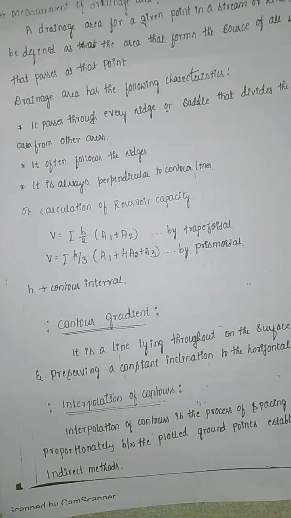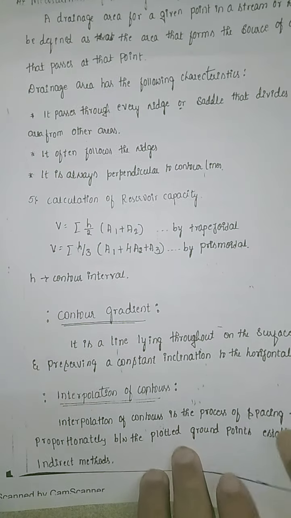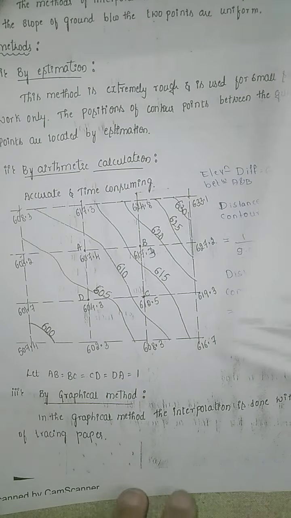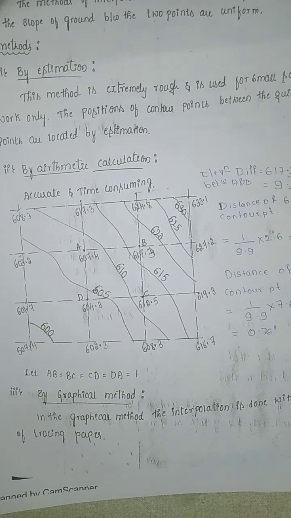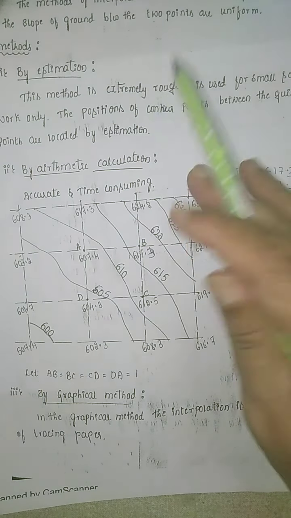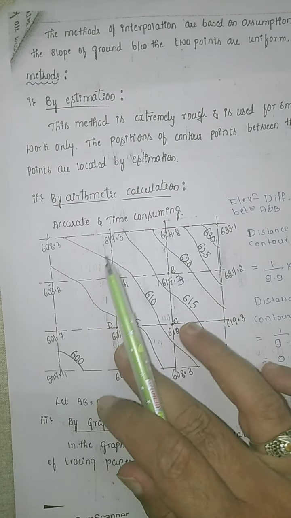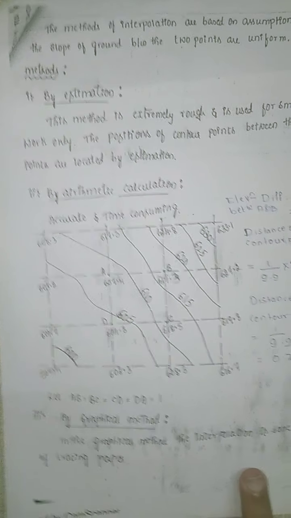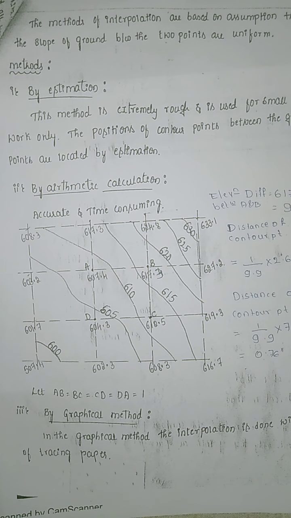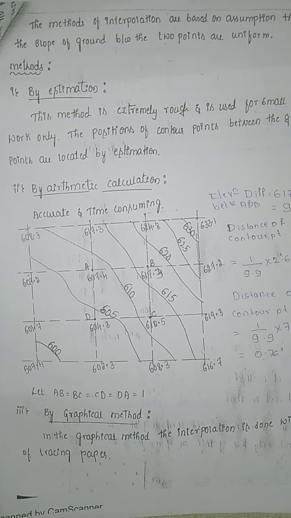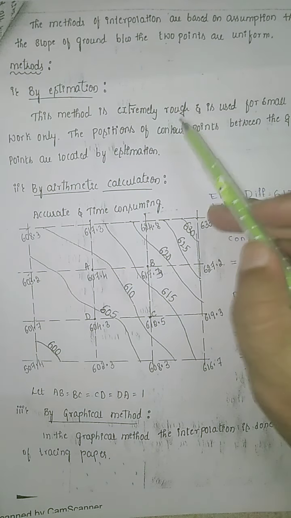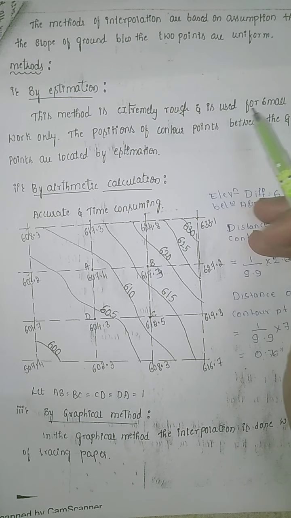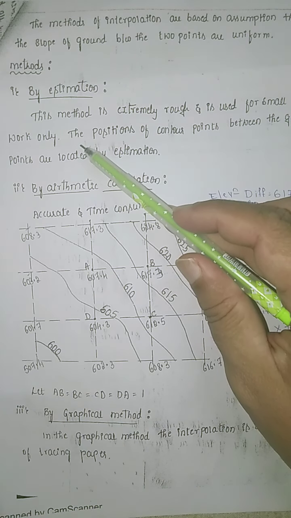Now, the contour interpolation can be done by different methods. The first is by estimation, by arithmetic calculation, and by the graphical method. These are the different methods by which we can have the interpolation of contours. First, the method of estimation. This method is extremely rough, and it is used for small scale work only.